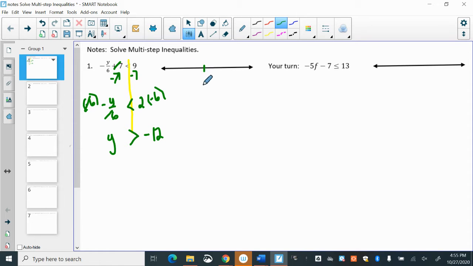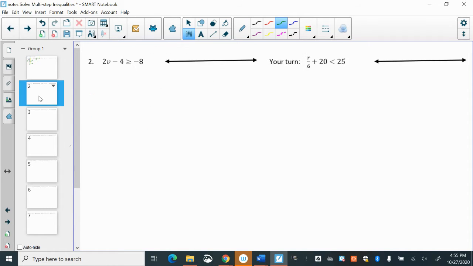Going ahead to shade this, we put -12 here. We have an open circle because we don't have the or equal to. The mouth is open towards the variable, saying our variable is bigger than -12. Where are things bigger? They're bigger to the right. All right, you try your turn and compare it to the key in Schoology in today's folder. Let's try this one here.